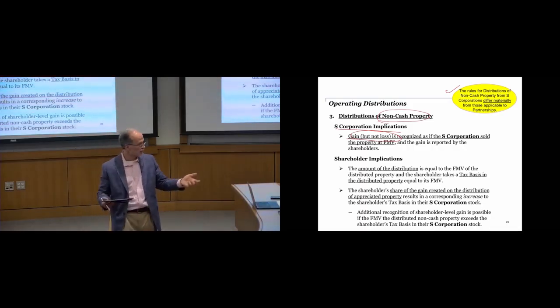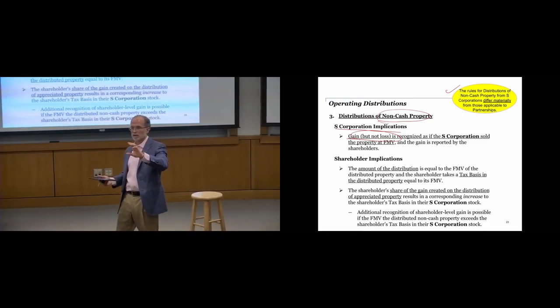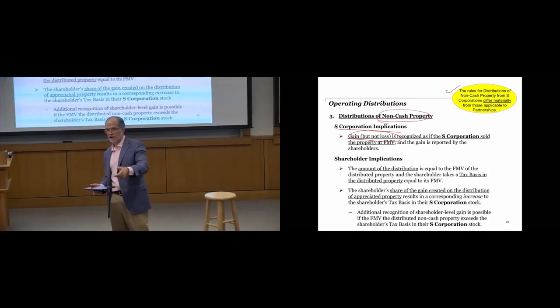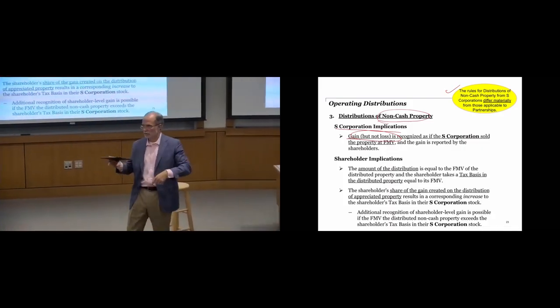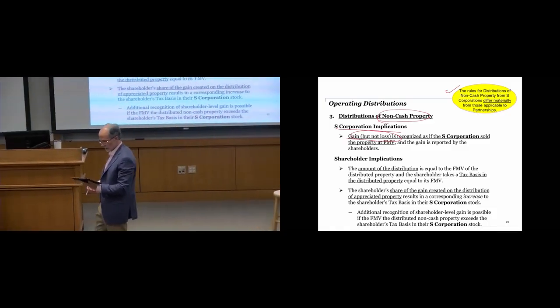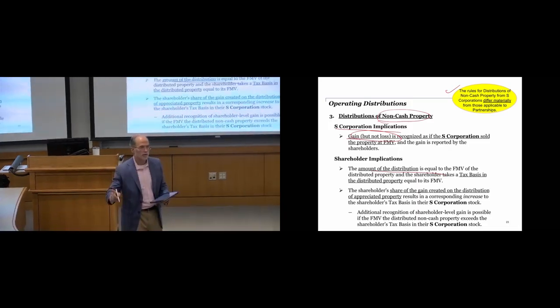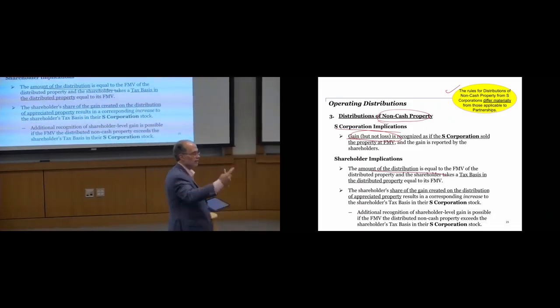Right? Distributed property. Here, the S corporation is not a taxpayer, but it can generate gain that then goes out to the shareholders. It would increase, in the examples we're going through, the one-third distribution on that. So the shareholder implications: the amount of the distribution is equal to the fair market value of the distributed property. Why is that? Because it's a taxable event to get the property out of the corporation.